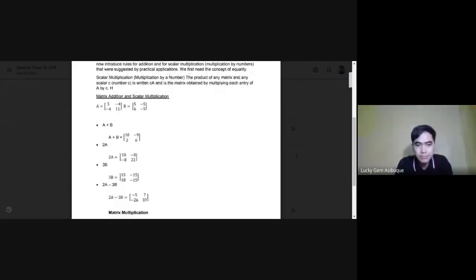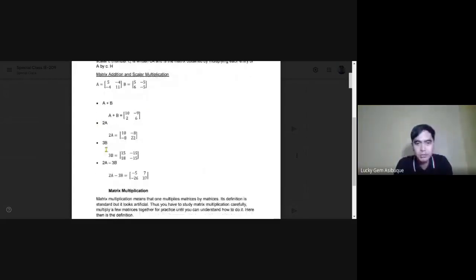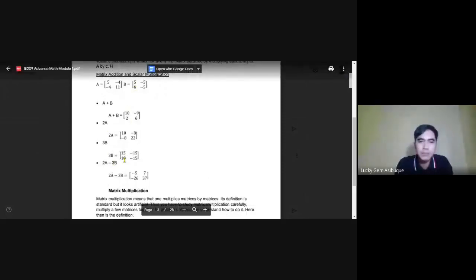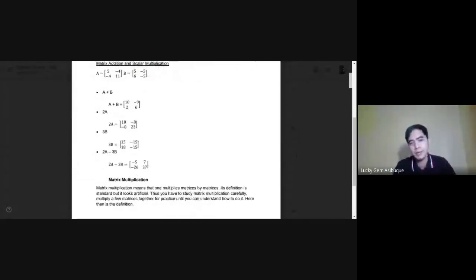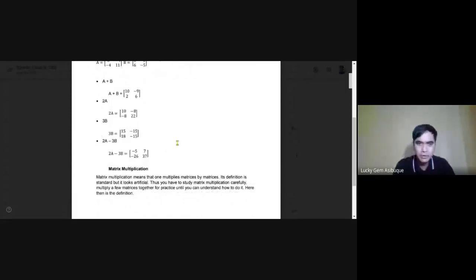Ito naman, nag-multiply ng number or ng constant sa isang matrix. Si number 2, minultiply kay 5, kaya 10. Minultiply nyo sa lahat, kay negative 4, kaya naging negative 8. Okay? So, i-distribute lang pag multiplication. Pareho lang kung si 3 naman, multiply mo kay matrix B. Napansin nyo guys, 3 times 5, naging 15. Kasi 3 yung pang-multiply natin. So, lahat ng nandun sa loob ng matrix, minumultiply lang kung meron siyang multiplier na constant, or isang number.